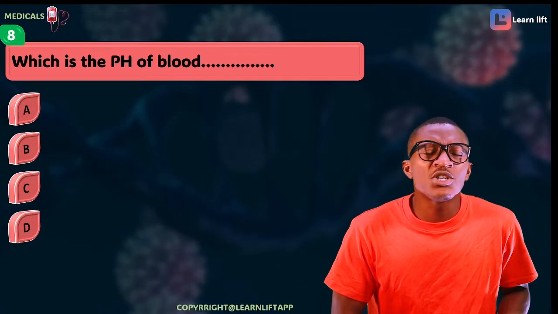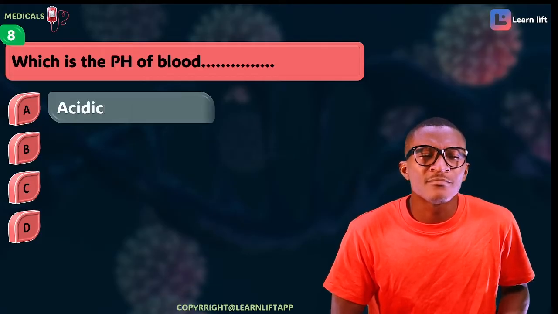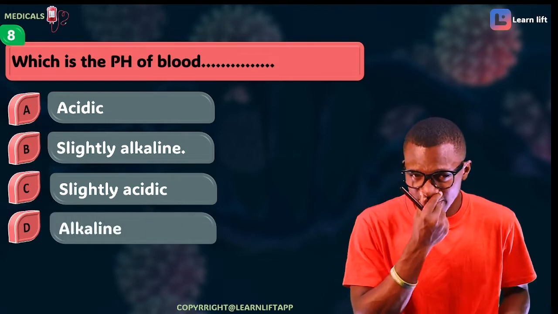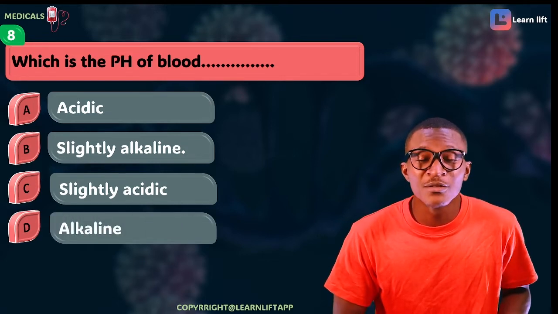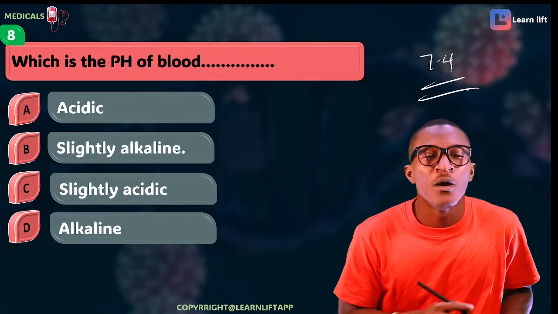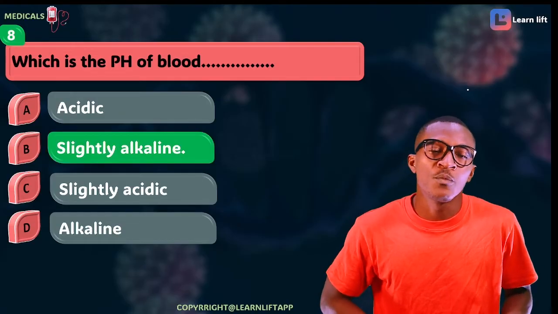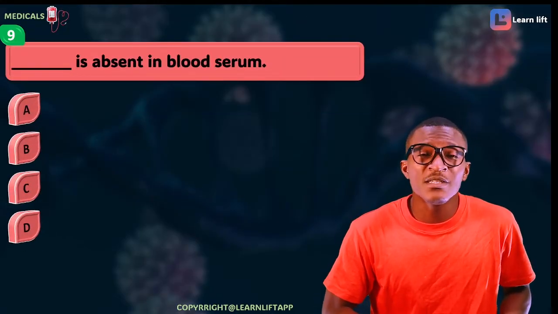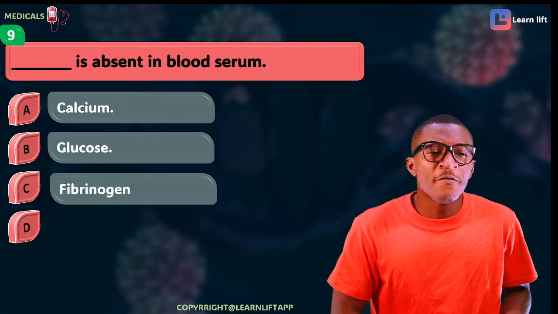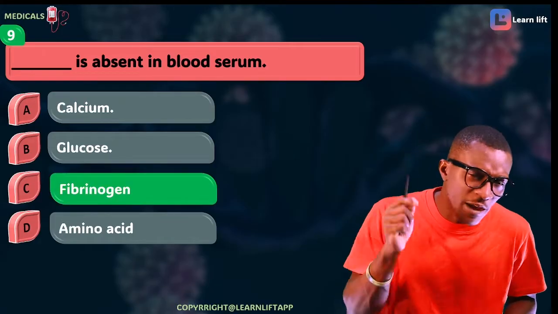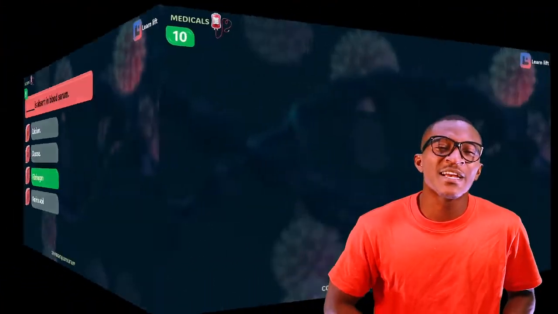Which is the pH of blood? What's the pH of blood? Option A, acidic; slightly alkaline; slightly acidic; alkaline. Of course, the pH of blood is slightly alkaline, because it has a pH of 7.4, making option B the answer. Quickly, let's take the next question. Dash is absent in serum. What is absent in serum? Calcium, glucose, fibrinogen, and amino acid. Of course, what's your answer? Fibrinogen. Very correct. Quickly, let's take the next question.